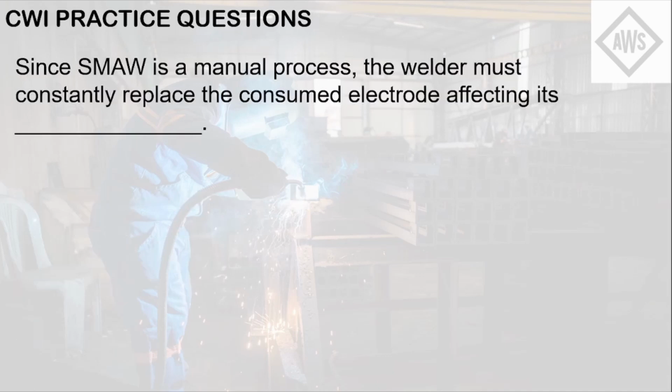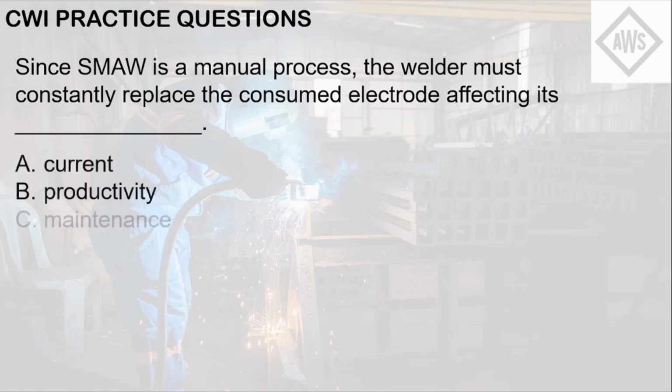Next question. Since SMAW is a manual process, the welder must constantly replace the consumed electrode, affecting its blank: A. Current, B. Productivity, C. Maintenance, D. Arc length.